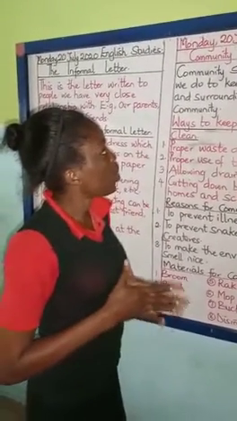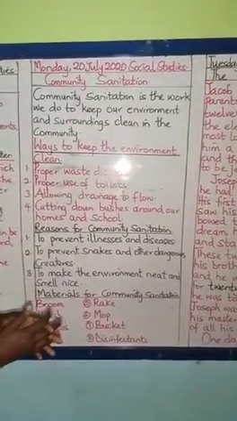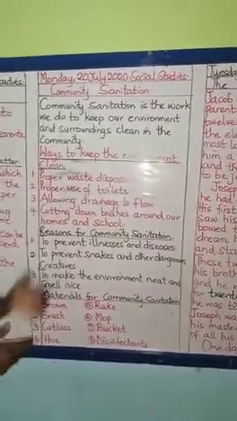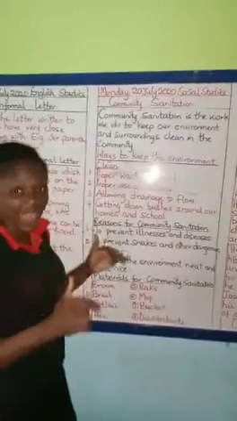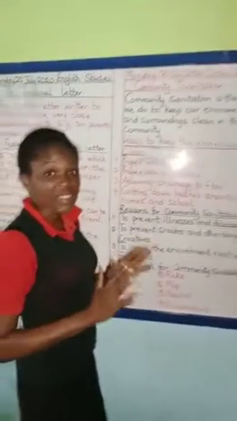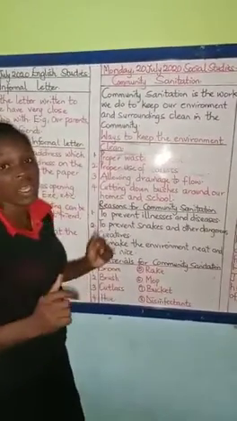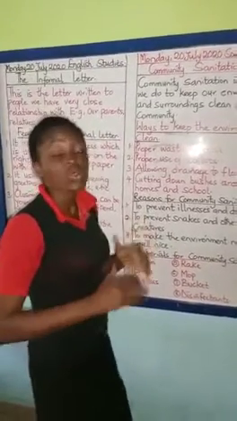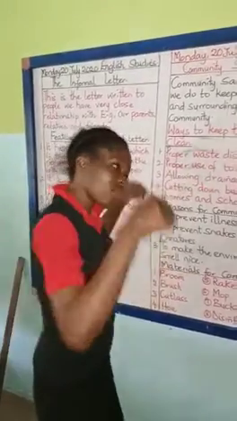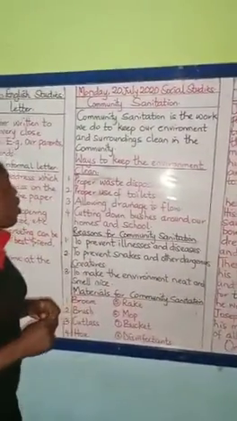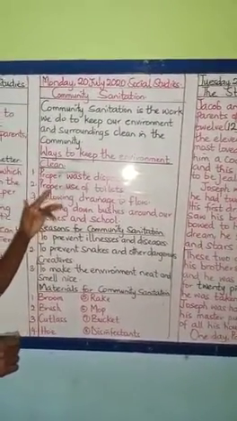All right, quickly, we'll be looking at our topic for today, community sanitation. What is community sanitation? The word sanitation itself is the act of cleaning, the practice of hygiene. Now, when we merge it with community, we are talking about the work we do to keep our environment and surroundings clean in the community. Having known that, let us talk about ways to keep the environment clean.